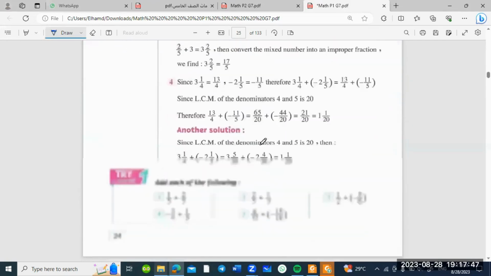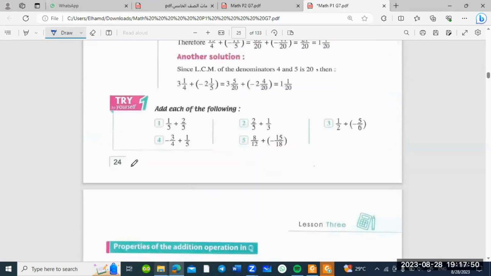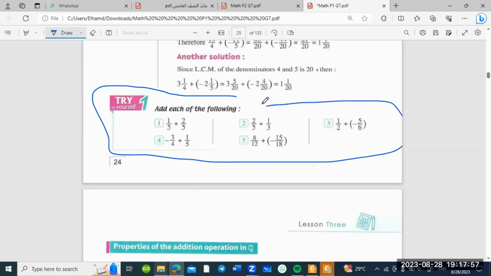Let's go down. Please go down with me. This is page 24. Try by yourself number 1. I think this question we answered many times before in grade 6, in grade 5, in grade 4. The only difference is here you have some negative rational numbers and some positive rational numbers, but they are the same. Let's start with you, Yarwin. Answer with me the first one.